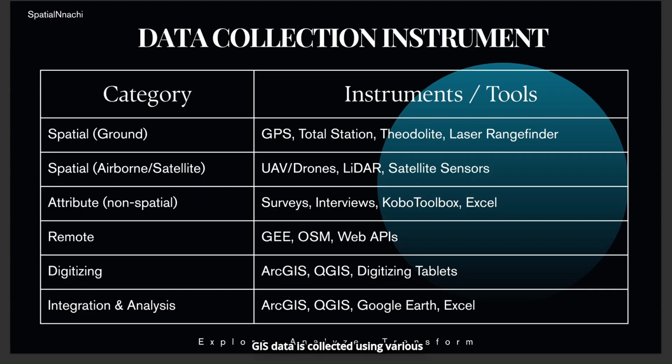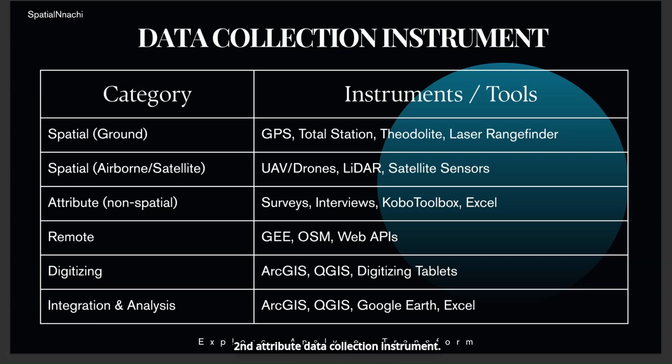GIS data is collected using various tools, grouped into 5 categories. 1. Spatial data collection instruments. This captures the location, shapes, and size of features on the Earth. We have the ground-based, we have the airborne, and we have the satellite-based.